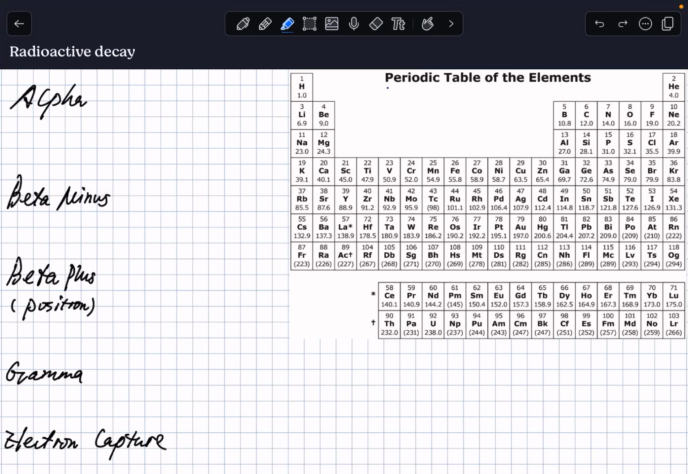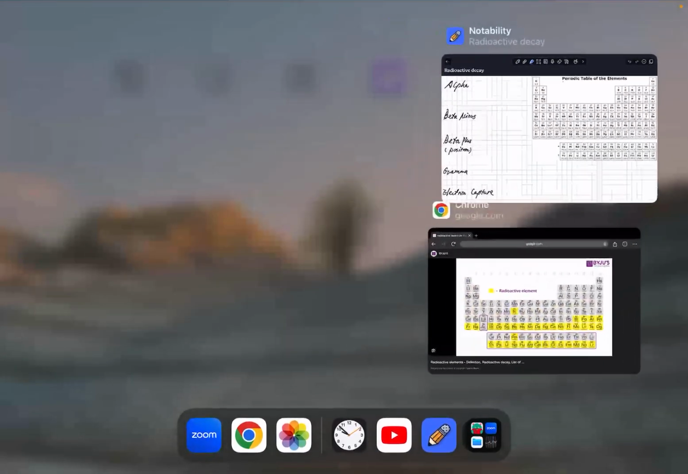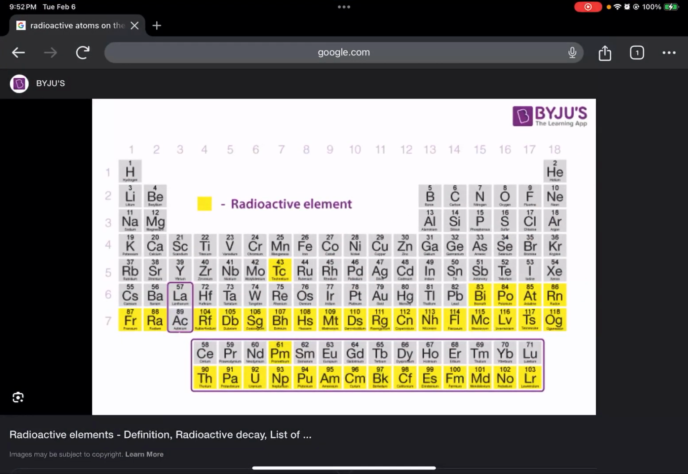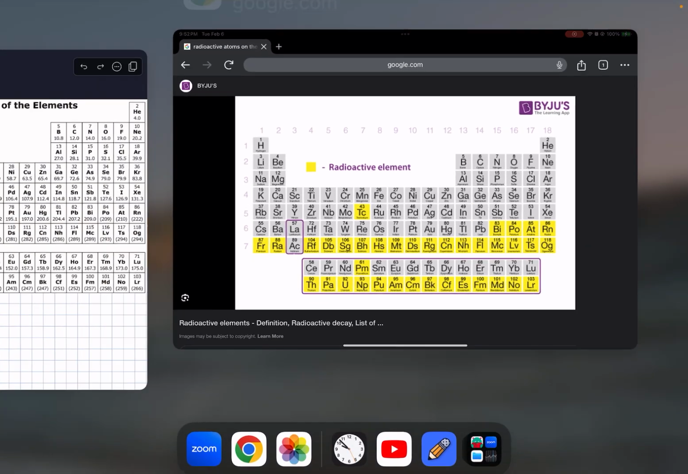Today we're going to talk about radioactive decay. All right, as you can see on our periodic table, we have 118 elements, but not all of them are stable. As you can see on this picture, we have the yellow highlighted ones that are called radioactive elements. They are the elements that are unstable, that are most likely to go through radioactive decay, meaning that they can lose their energy through radiation, okay?